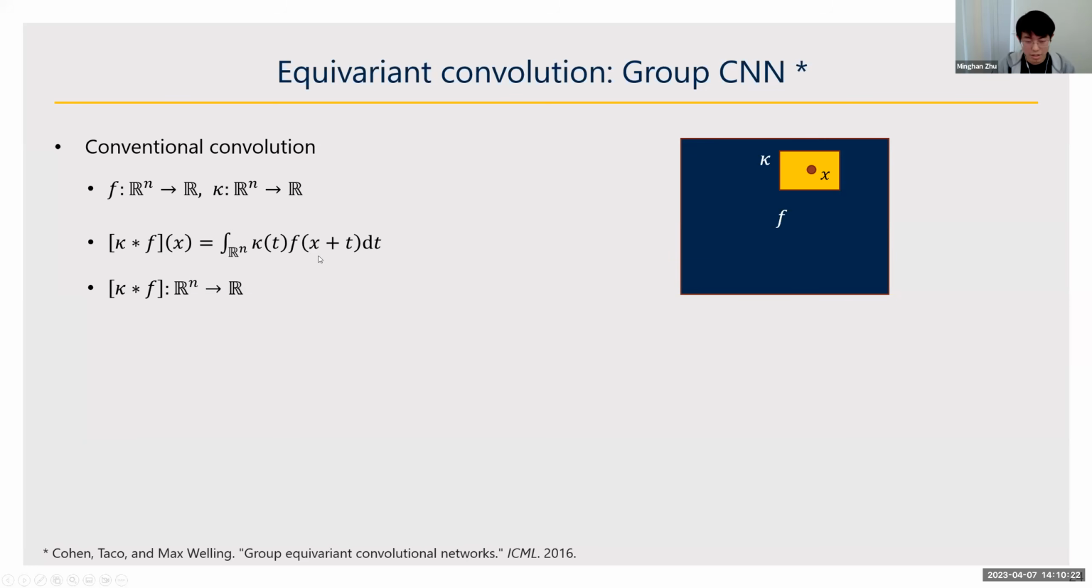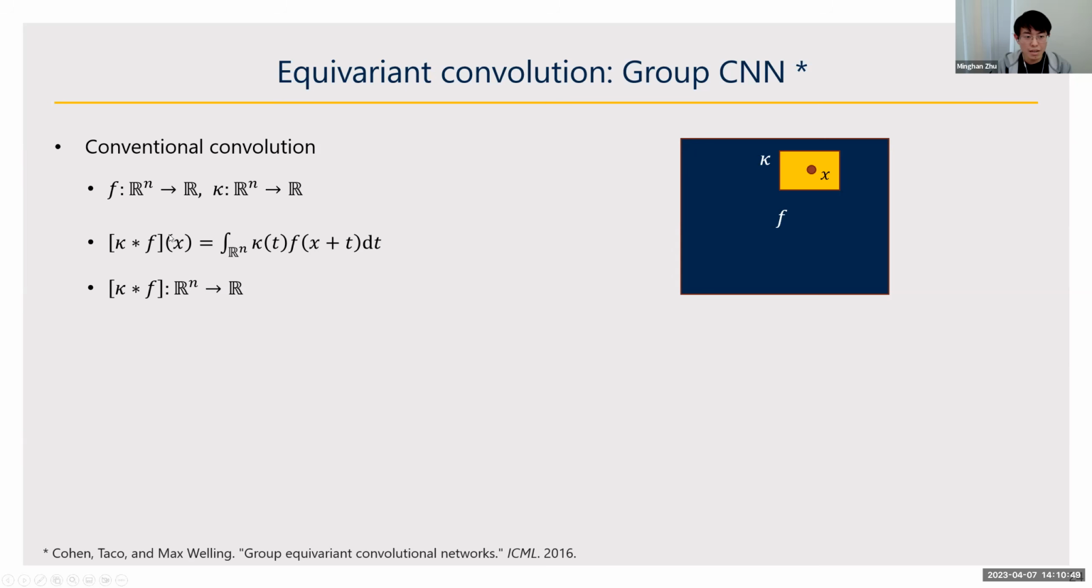So basically, it's an integration over the Rn. The output of this convolution is also a function defined on Rn mapping to some number. So this is what a conventional convolution looks like. And from the last slide, we know that Rn, the Euclidean space, is also a group equipped with the plus operator. So Rn is a group.